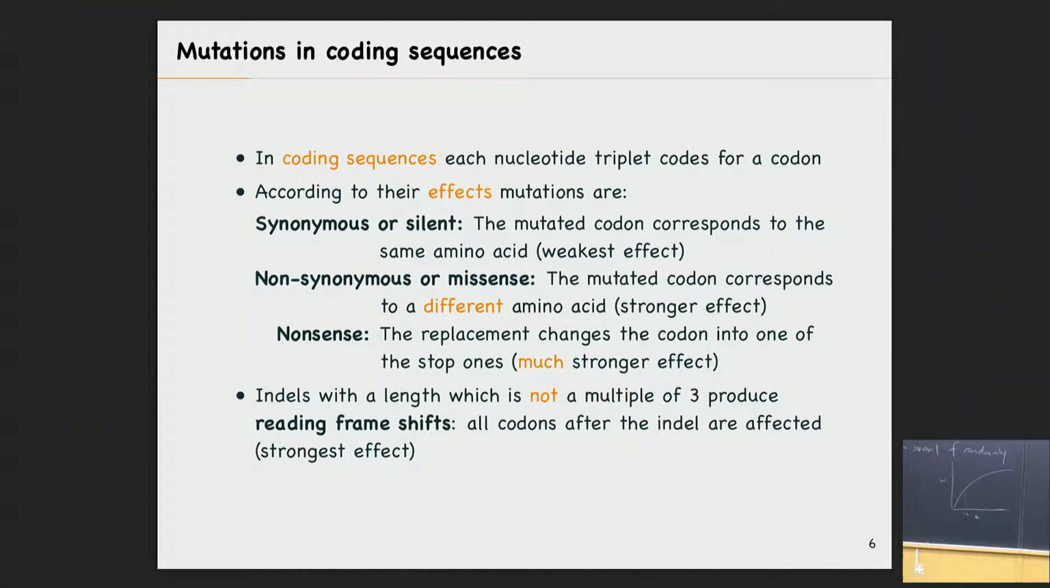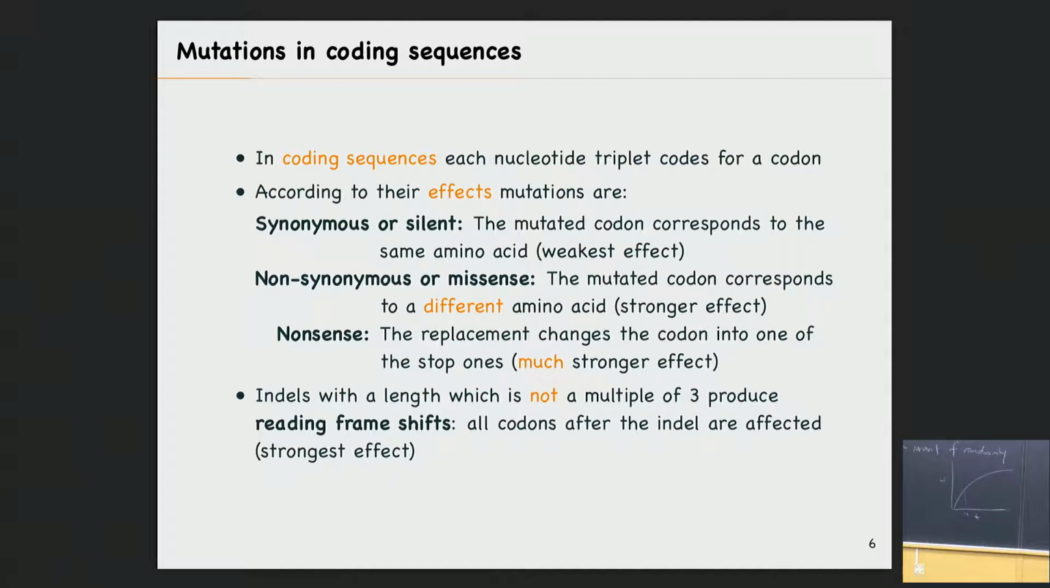And then we have the so-called nonsense mutations. That is a mutation in which you have a coding triplet, which is by mutation changed into a stop sequence. So at the beginning you have a protein of some length, and then because of this mutation, the mutated sequence will code for a much shorter protein. And you can imagine that this has a much stronger effect than the previous ones. So you can classify mutations according to their effect in coding sequences.